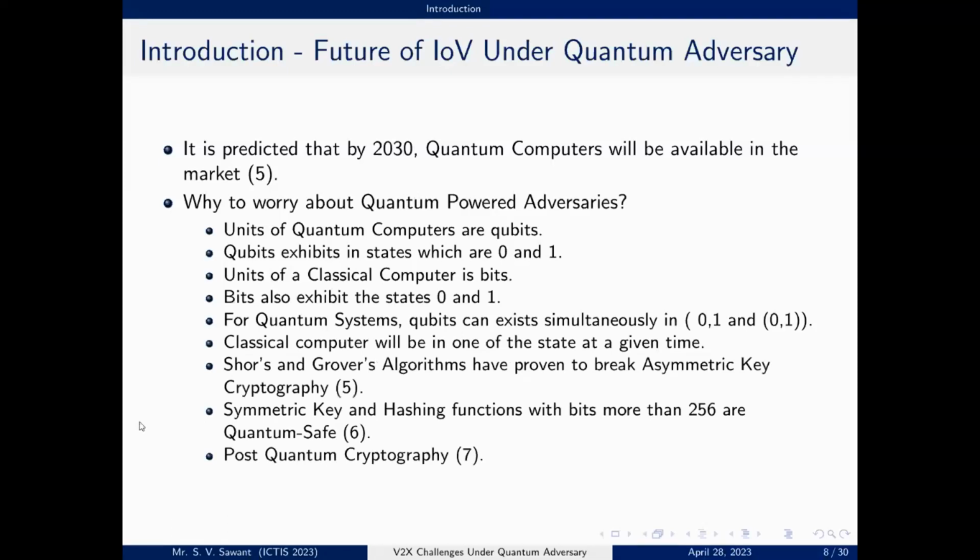But one thing was observed: symmetric key and hashing functions with more than 256 bits are said to be quantum safe. But the catch is that all of this is done through theoretical proofs. When the systems are practically deployed, we never know what is going to happen, because theory and practicals are two different scenarios. So just depending on symmetric key and hashing functions was something the researchers could not be satisfied with. So they started working on something called post-quantum cryptography, which is also termed quantum safe.